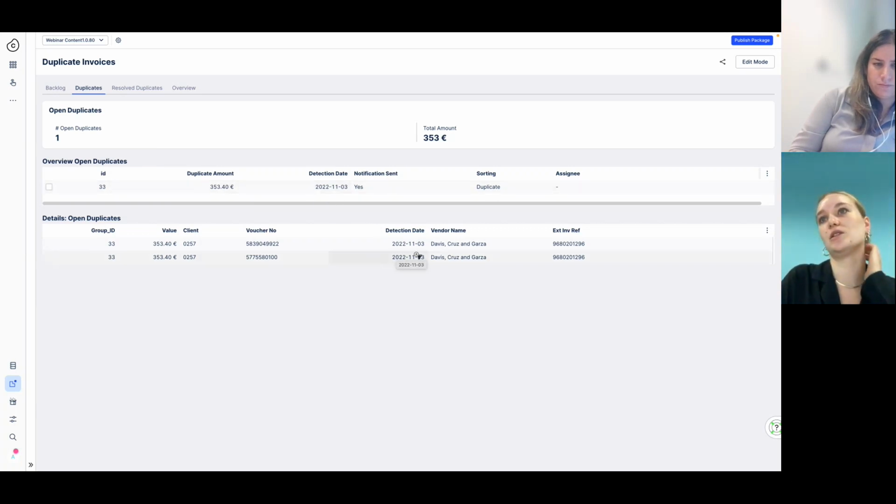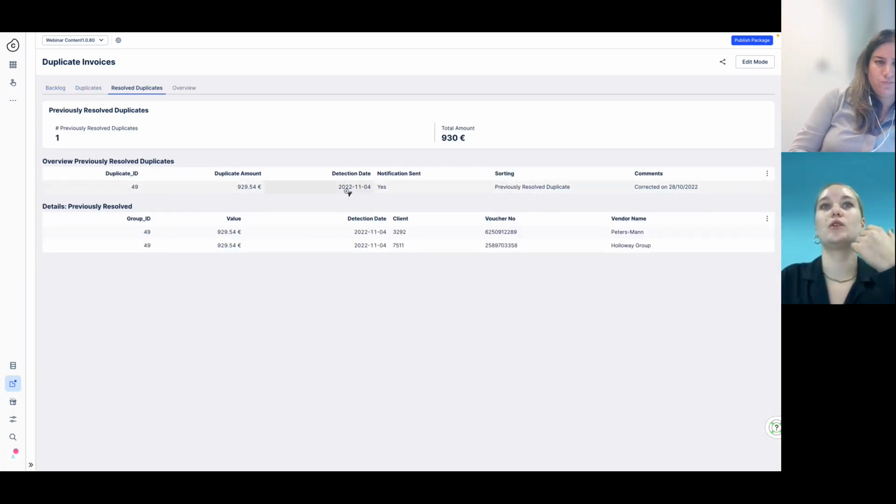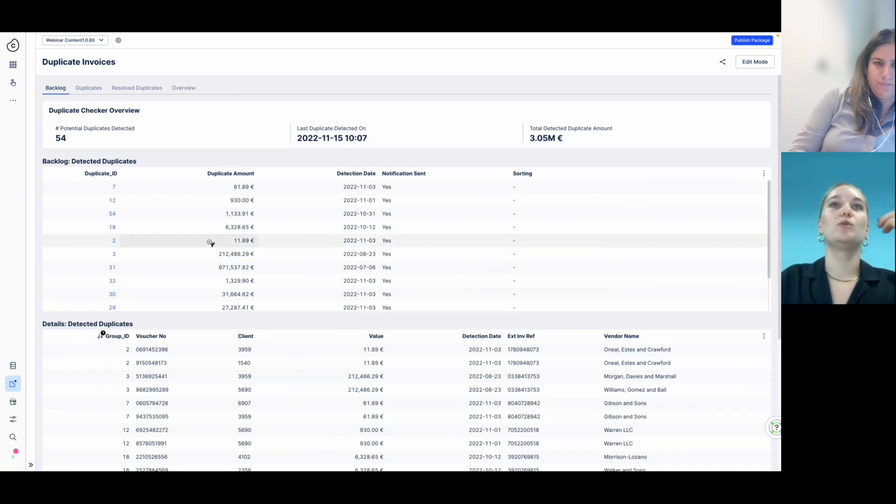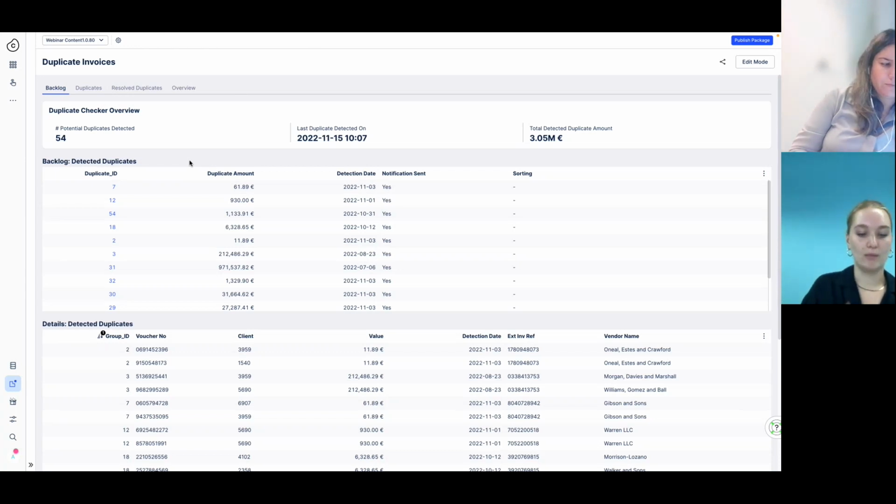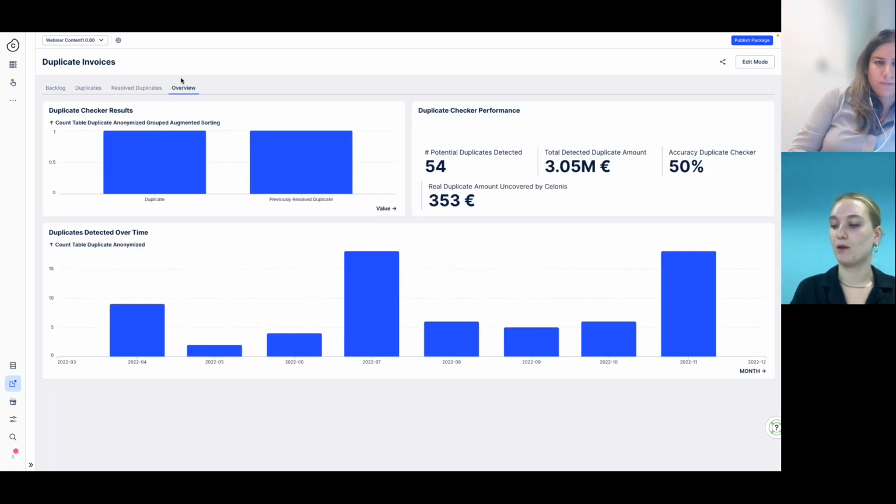We have to fix it and either delete one of those or get reimbursed if it was already paid. Same scenario, if we had sorted the duplicate on resolved, it ends up in the resolved duplicates, and we can add comments on when it was corrected and that it's already been resolved. And once we have sorted all these duplicates, we can get an overview and understanding of how much money we saved with this duplicates checker, how many invoices were detected in total, and also check the accuracy of the duplicate checker.